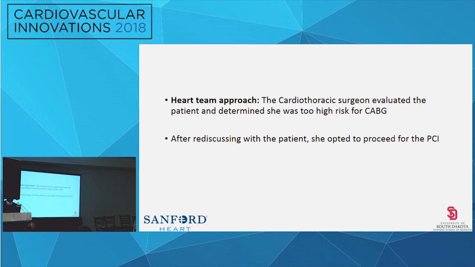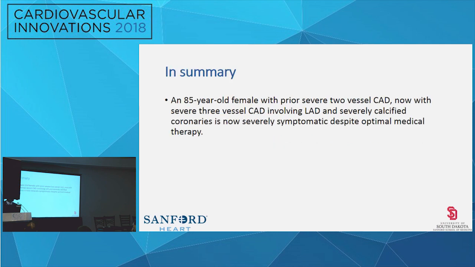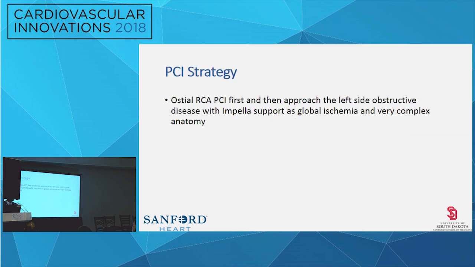And again, we had a lengthy discussion with the patient whether she would be managed medically or proceed with PCI. The patient opted to proceed with percutaneous coronary intervention. So in summary, this is an 85-year-old female with prior severe 2-vessel disease, now with severe 3-vessel coronary artery disease involving the LAD and severely calcified coronaries, now severely symptomatic despite optimal medical management.